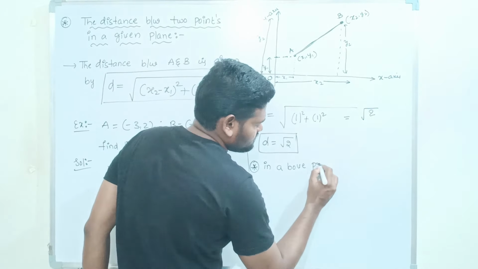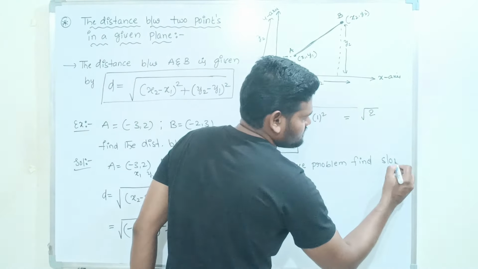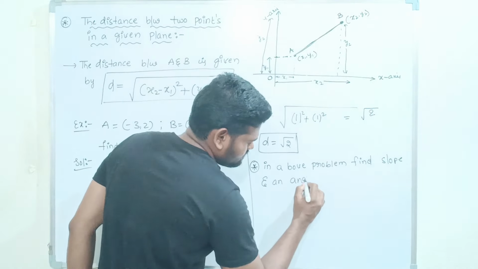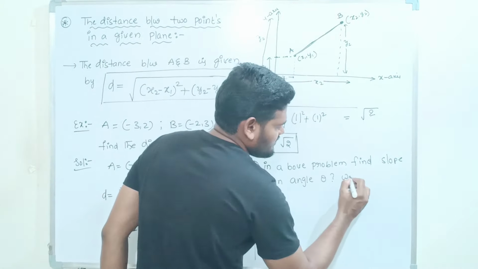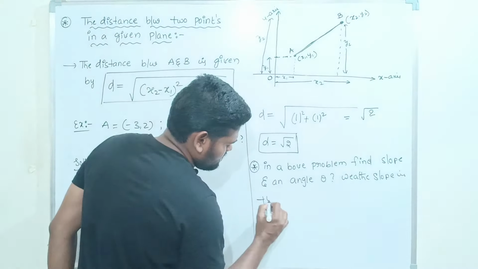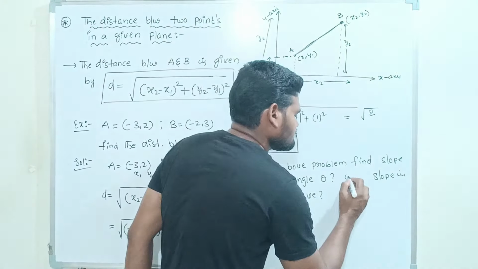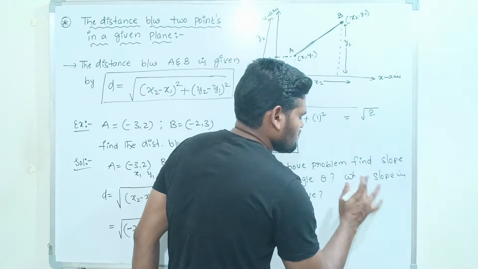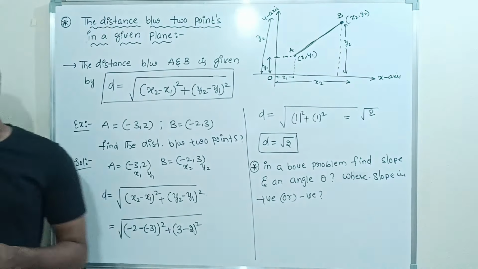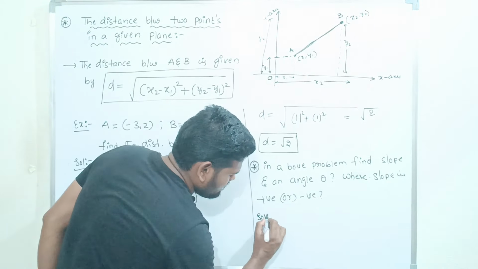In the above problem, find the slope and the angle theta, and whether the slope is positive or negative. Whether, spelling W-H-E-T-H-E-R. Whether the slope is positive or negative, you have to find. So what is the slope formula?